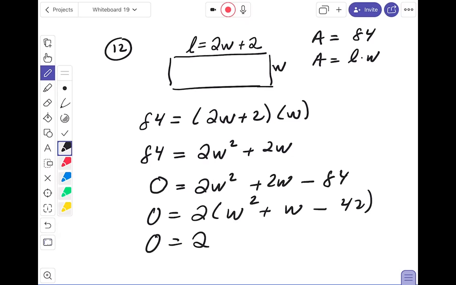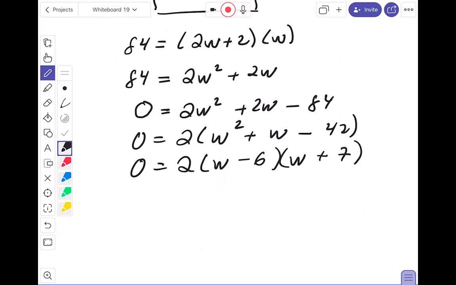And again, it would be unusual if this wasn't working out nicely. Let's see, 42, 7 and 6, right? Plus 7 minus 6. And yes, that does work out as a factorization. Again, I'm not even thinking about the problem. I'm thinking about the answer to this quadratic, which would be w equals 6, or w equals minus 7. I have to wonder what the question was. The question was, what's the length and width? I have to reread it to know that. But I know for sure that width can't be negative. So this gets crossed off. It's extraneous.